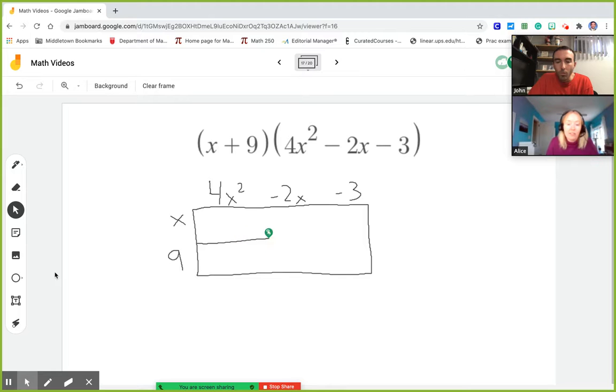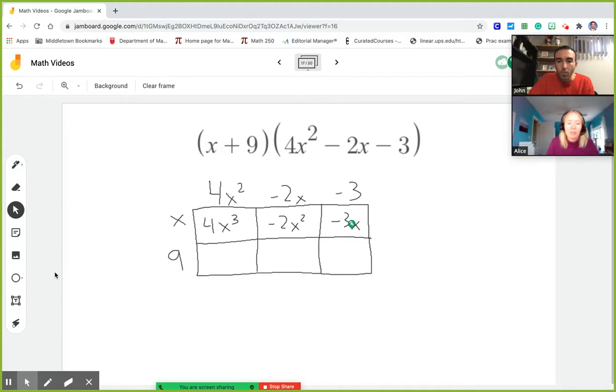And these boxes are nice because I'm going to know for sure that I did all the multiplication that I needed to do. So I'm just going to go straight across the top row. X times 4x squared is 4x to the third. X times negative 2x is negative 2x squared. X times negative 3 is negative 3x.